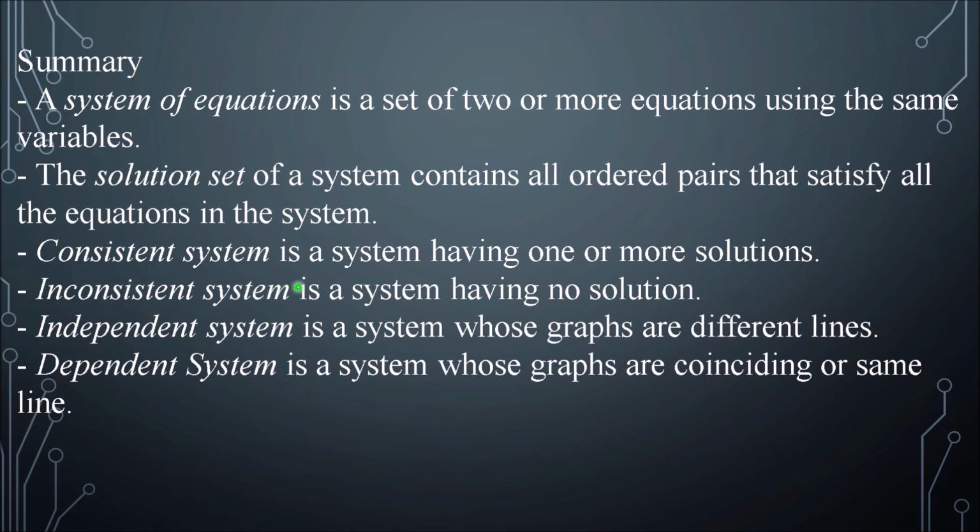Consistent system is a system having one or more solutions. Inconsistent is a system having no solution. Independent system is a system whose graphs are different lines. Dependent system is a system whose graphs are coinciding or same line.